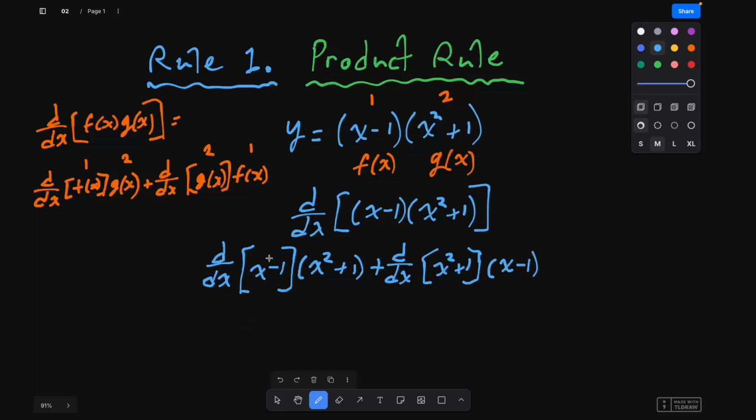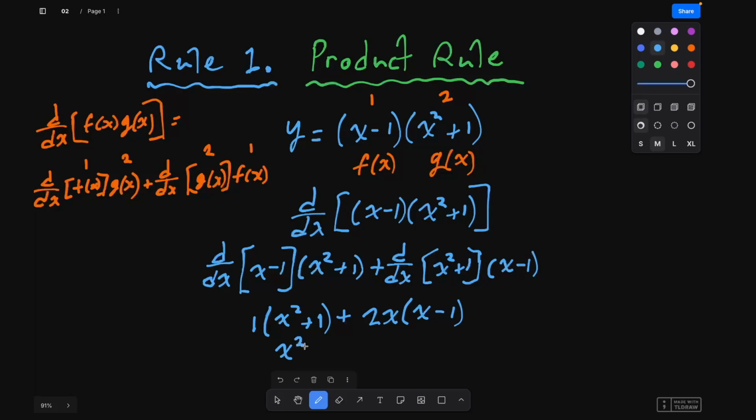So if we take the derivative over here, we have the derivative of x, which is just 1, minus 0. So we're going to have 1 times this bit here, x squared plus 1. And then we're going to have a plus. That's already this side done. So we're going to have plus the derivative of x squared plus 1. This plus 1 is going to be 0. So we just have the derivative of x squared, which is 2x. So we have 2x times this x minus 1. And now we're already a lot more simplified, but we can do more.